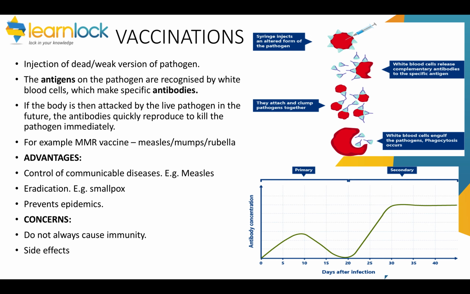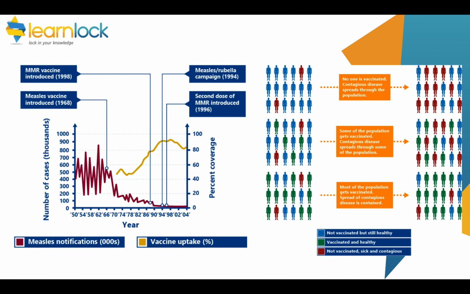However, there is some concerns. There can be very rarely some side effects, and it doesn't always work. It doesn't always cause immunity. But again, this is rare. These graphs just show some information regarding this. So this graph here shows the number of cases of measles, and then after the vaccine has been introduced, you can see that the number of cases went down, but so did the number of people who started to get the vaccine. And then there's been campaigns to make sure people get the vaccine as well.